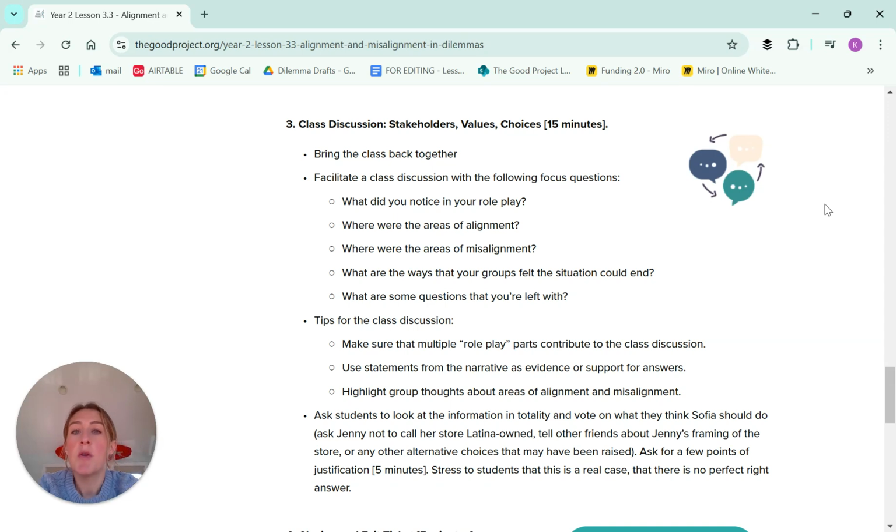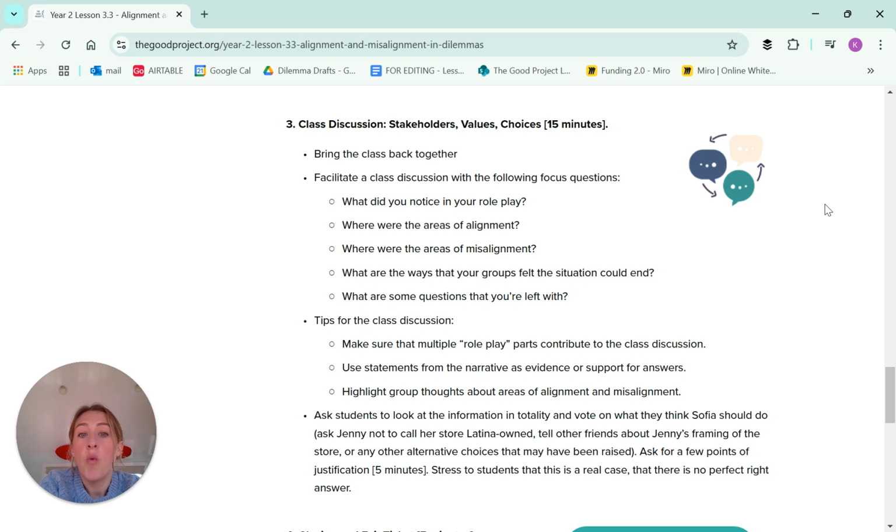Thereafter, it'd be smart to bring the class together and have a larger class discussion. And you can focus on some of the following questions. What did you notice in your role play? Where were there areas of alignment? Where were there areas of misalignment? You might hear different things from different groups because remember there were different roles that each group might have. Like there was a different composition for each group.